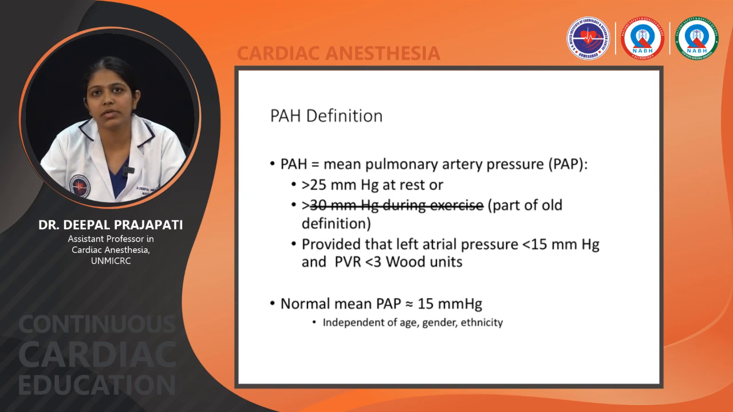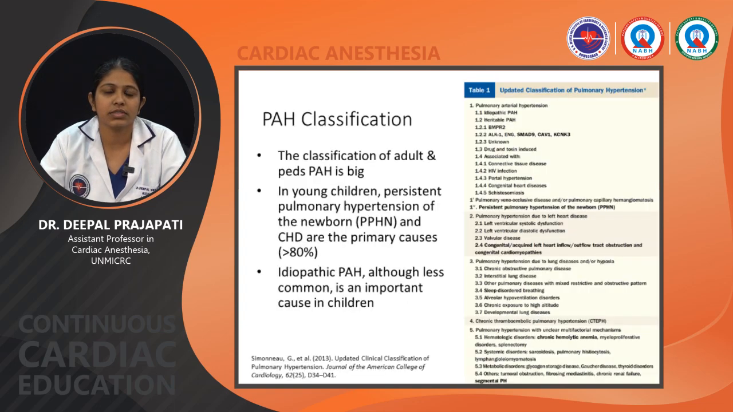The normal mean pulmonary arterial pressure is around 15 mm of mercury, independent of age, gender and ethnicity. Now, this is the classification for adult and pediatric, which has 5 categories here.